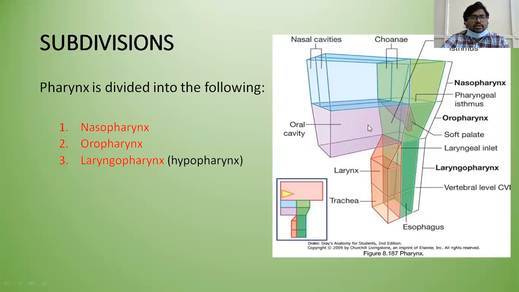Now coming to the next topic, that is the subdivisions. The pharynx is divided into three parts, that is nasopharynx, oropharynx, and laryngopharynx. The uppermost is the nasopharynx, the middle one is the oropharynx, and the lowermost one is the laryngopharynx or the hypopharynx.